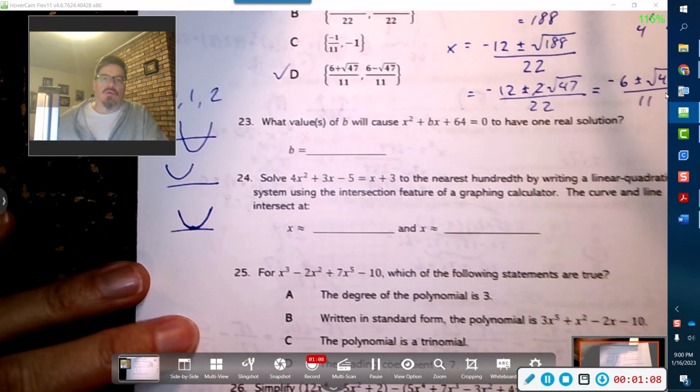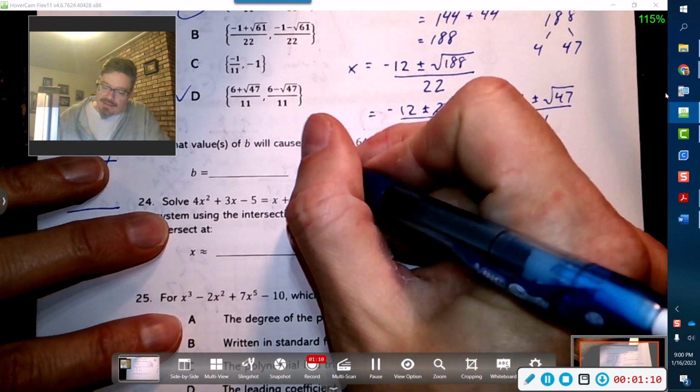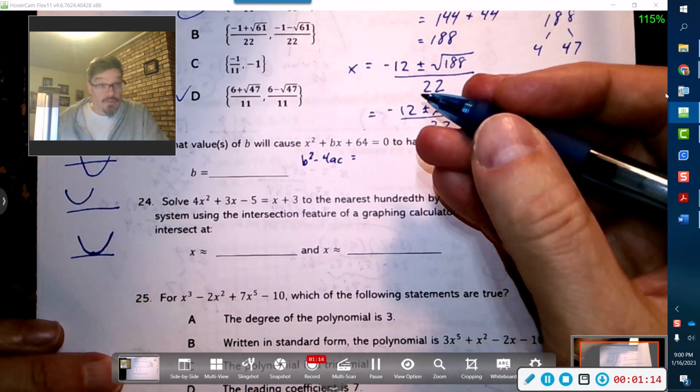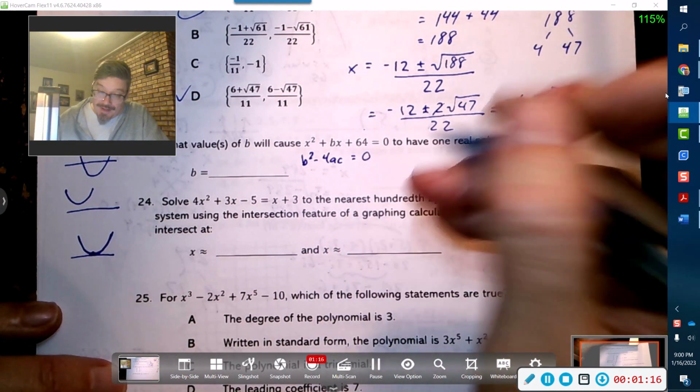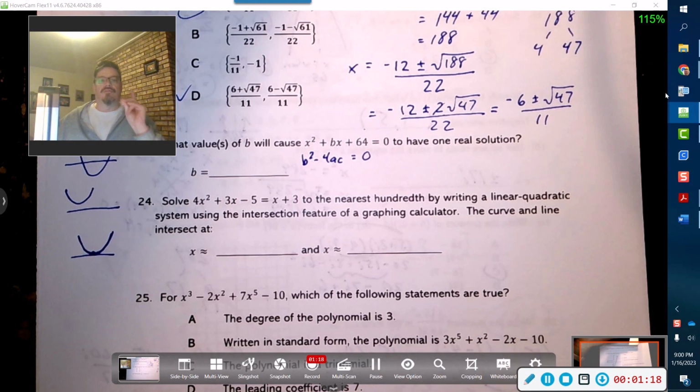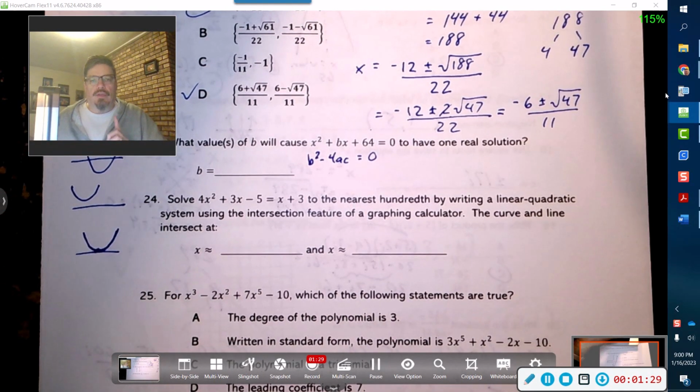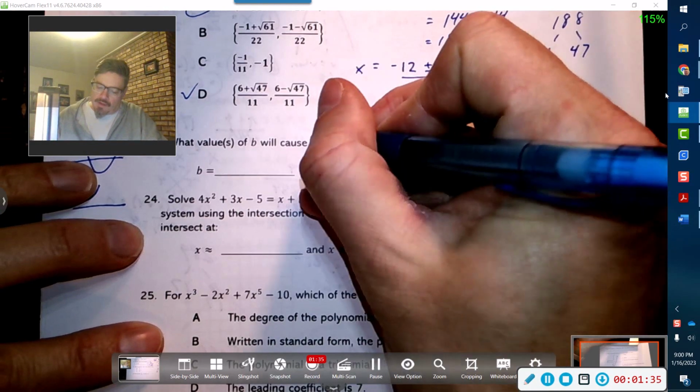So what this requires is that I need my discriminant to equal 0. My discriminant has to equal 0 in order to have one real solution. You have to remember this. If you don't remember it, then this problem is completely inaccessible. Got to remember this part. Now, the good thing is that I don't know B, but I do know A and C. My A is 1 and my C is 64.